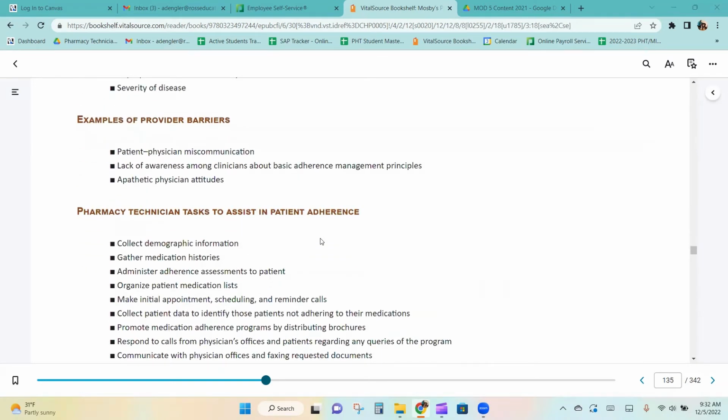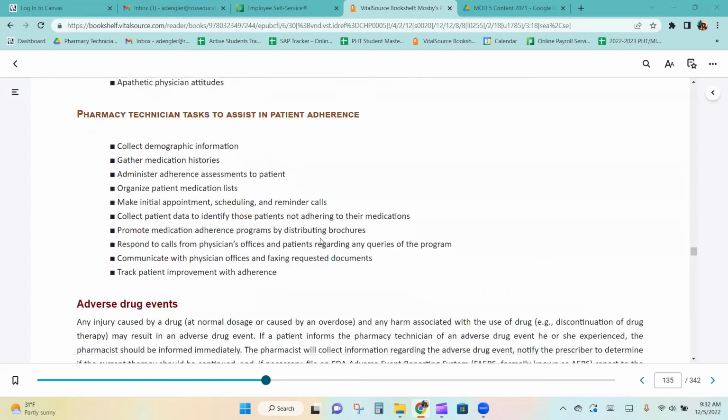Examples of provider barriers: patient physician miscommunication, lack of awareness among clinicians about basic adherence management principles, apathetic physician attitudes. And pharmacy technicians can assist in patient adherence.